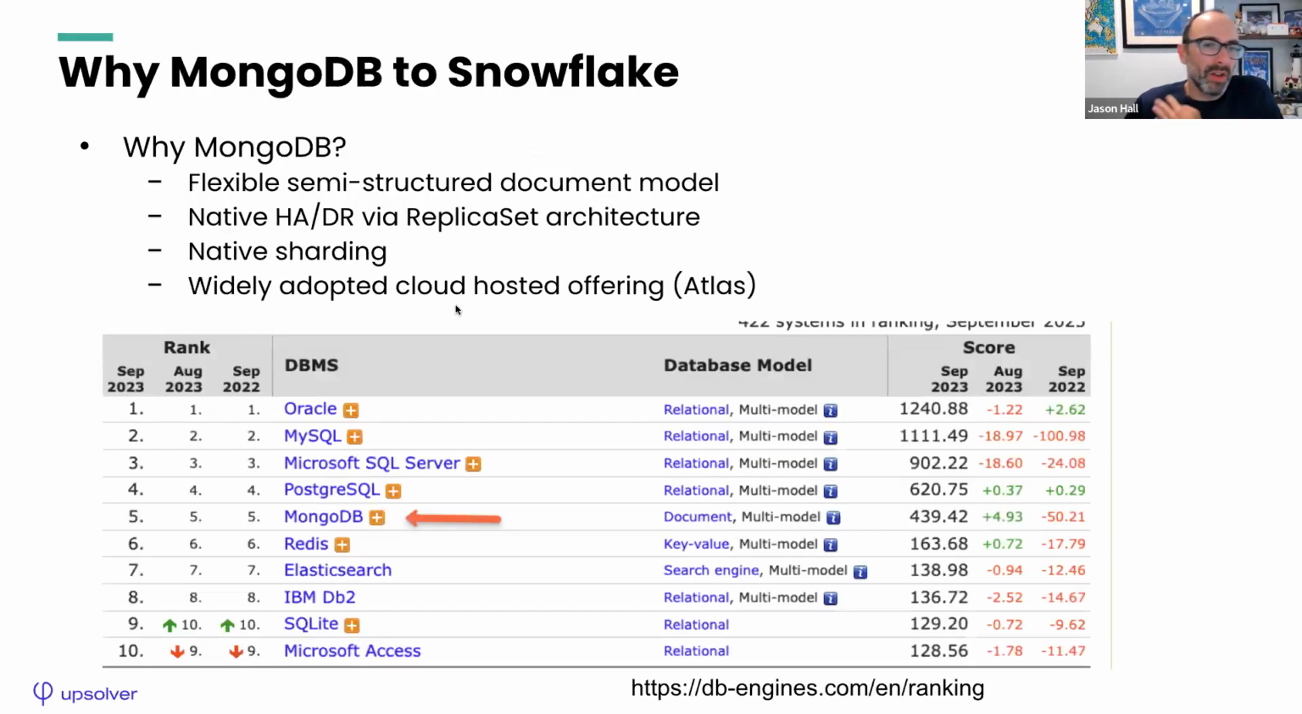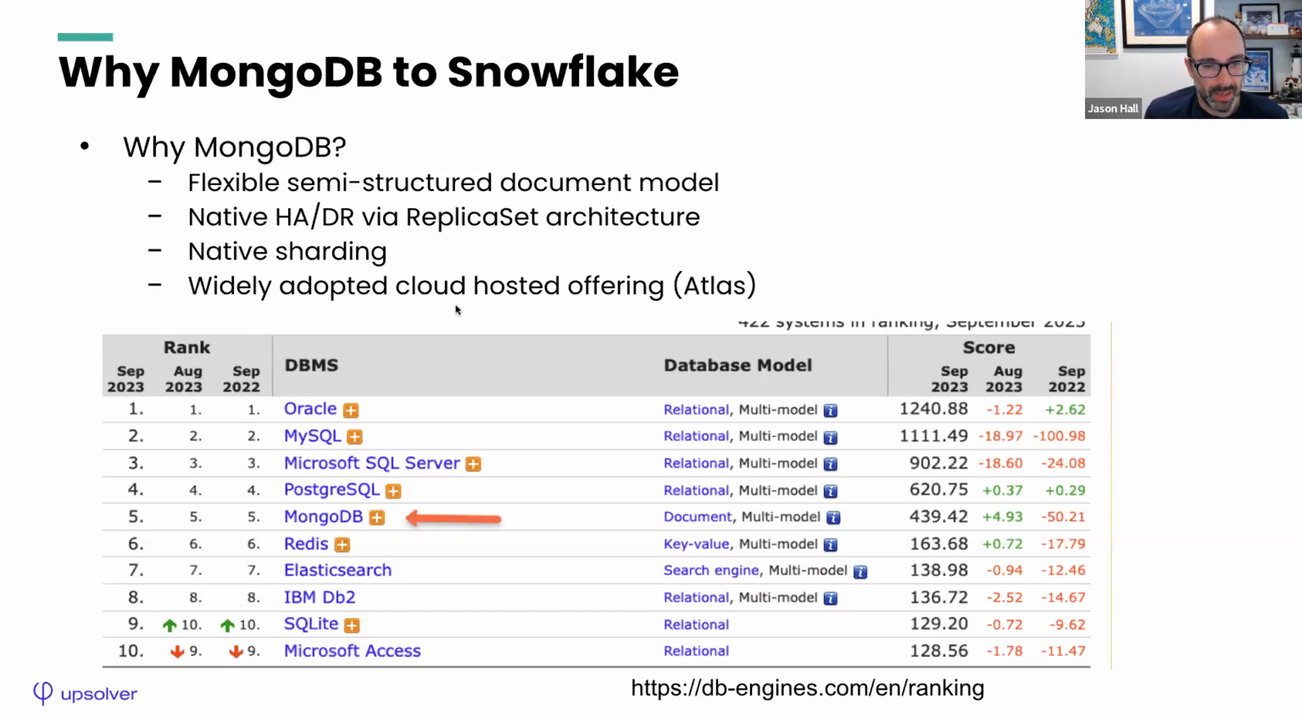So why MongoDB to Snowflake in the first place, right? MongoDB was founded, or first brought to market, in the 2000s. I want to say it was in the 2007 to 2009 time range. And it became very popular very quickly because of some very unique capabilities that it brought to market.